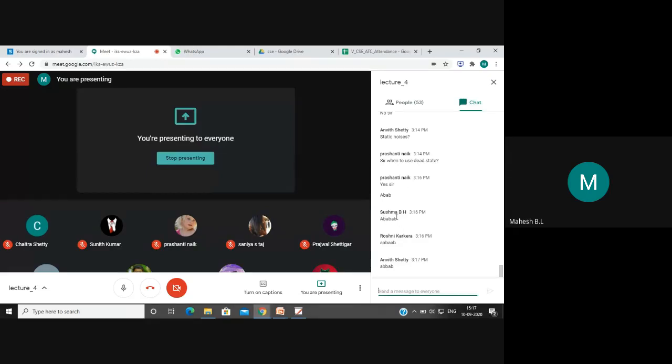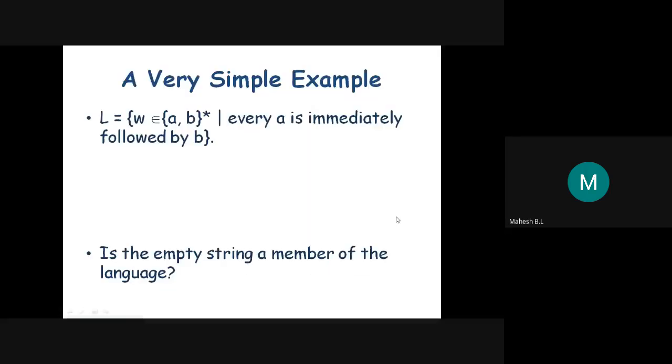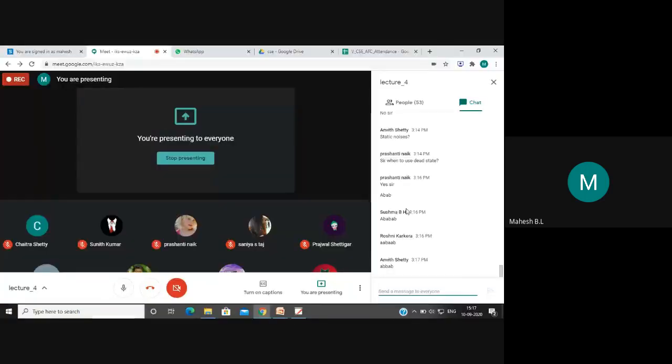Okay. So every A is immediately followed by a B. So you have A B A B S. So what is this? A is not allowed. Every A is immediately followed by a B. This is wrong. So Roshni, your example is wrong. So every A should be immediately followed by a B, but B can be followed by another B. That is okay.